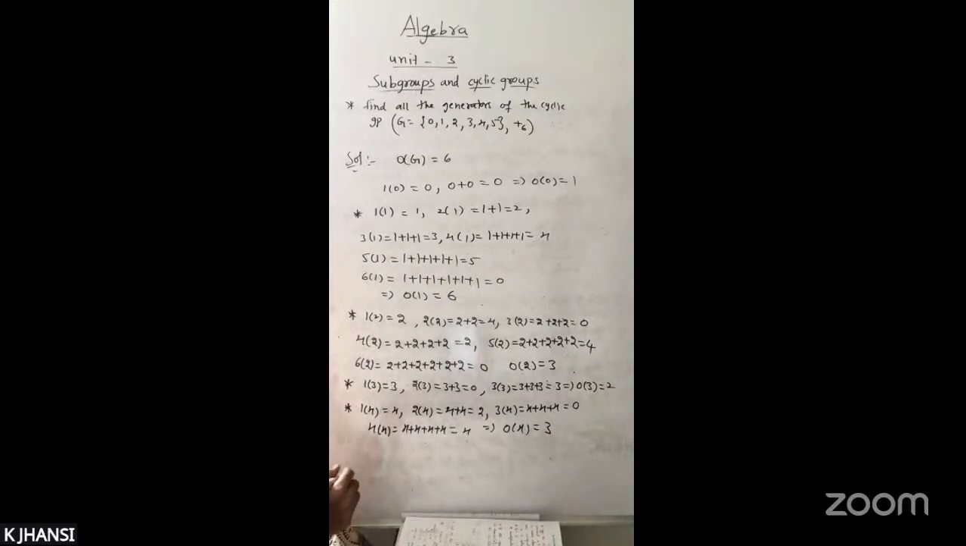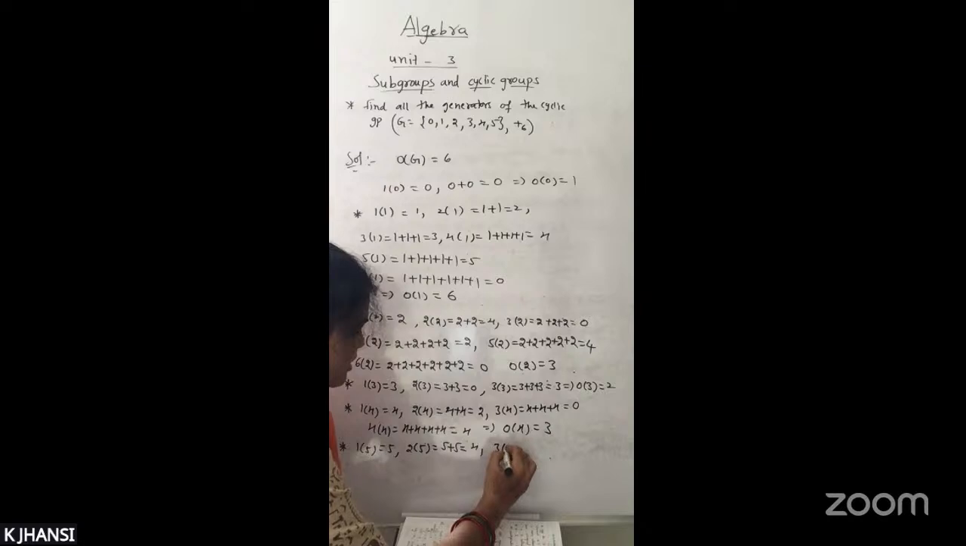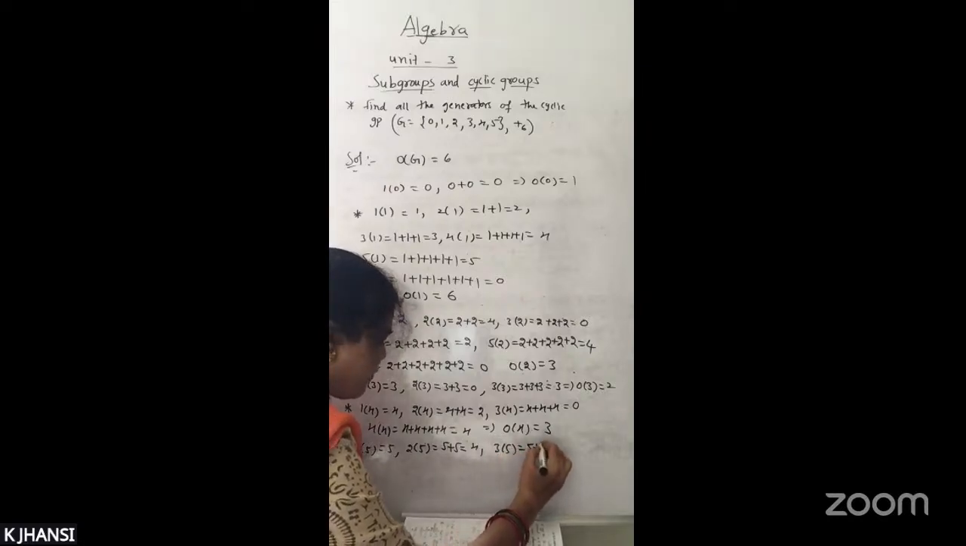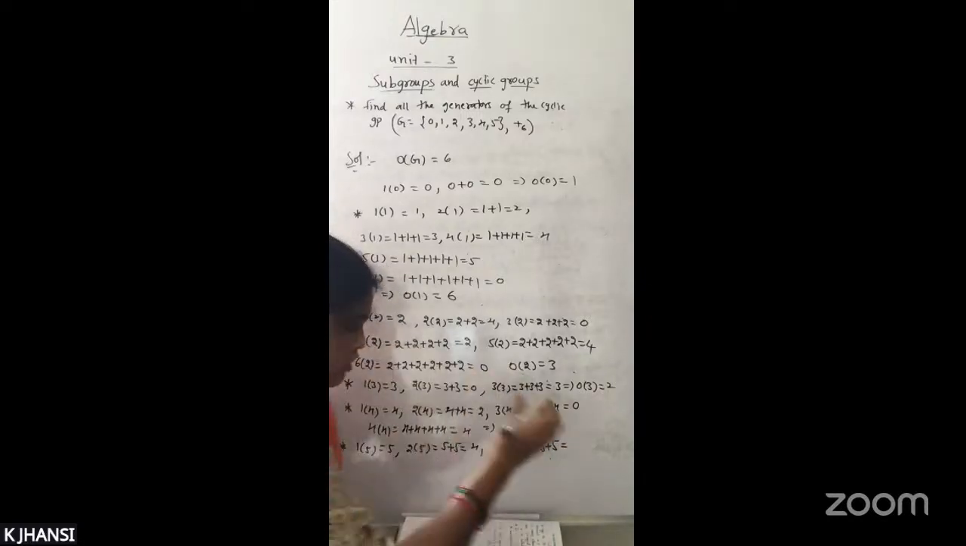Next, what is left? 5 is there. So 1 of 5 is 5. 2 of 5 is 5 plus 5, which is 10. 10 means 6 is 0, and 4 you will get. Next, 3 of 5 means 5 plus 5 plus 5, which is 15. So 12 is 0, and you will get 3.